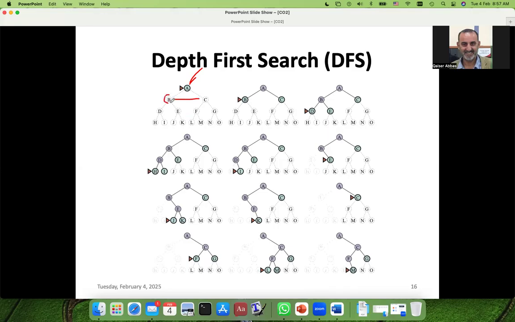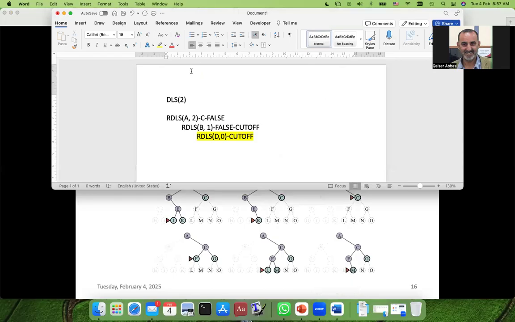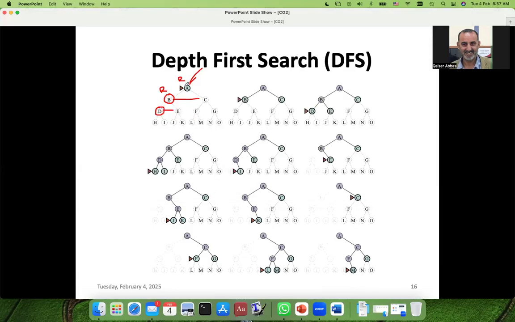Then this is the second call to the recursive DLS. And then the loop is executing 2 times. And here, this is the third call to recursive DLS according to this document. This is the first call, this is the second, and this is the third. And the third is returning the value cutoff, which will go to the previous call. This is what I want to say, because this program is recursive.